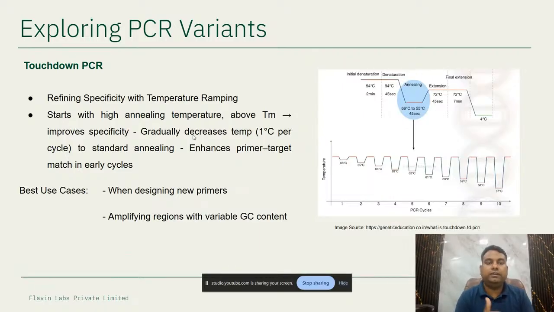So when we design a new primer and we are not getting a specific band, then we can do this. And whenever there is a region which has variable GC content, you can use that also.